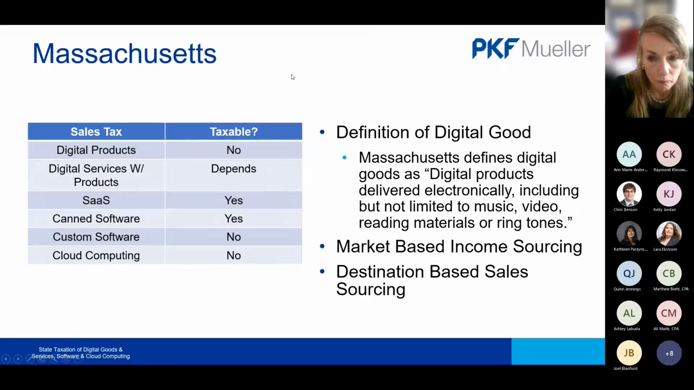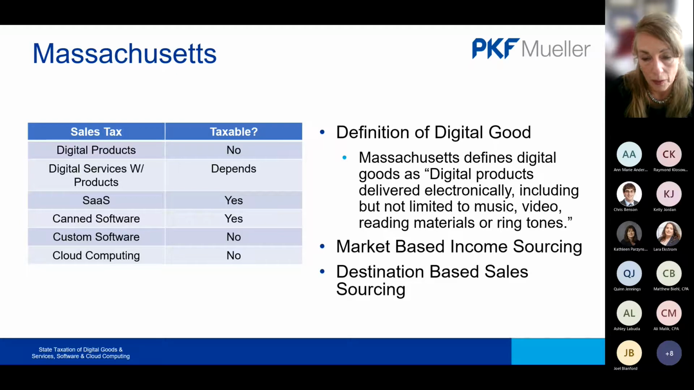Okay, moving forward, we have Massachusetts. Massachusetts defined a digital good as a digital product delivered electronically, including but not limited to music, video, reading materials, ringtones. Video would also be included in there as type of movies and things.